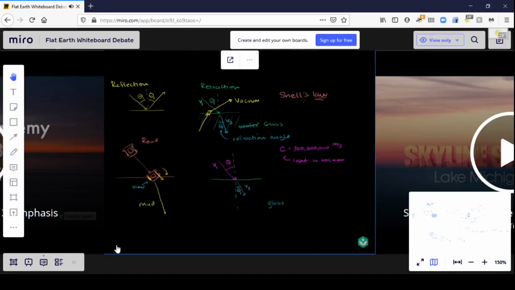And Snell's law just tells us that the ratio between V2 and the sine, remember SOHCAHTOA, basic trig function, of the angle of refraction is going to be equal to the ratio of V1 and the sine of the angle of incidence.